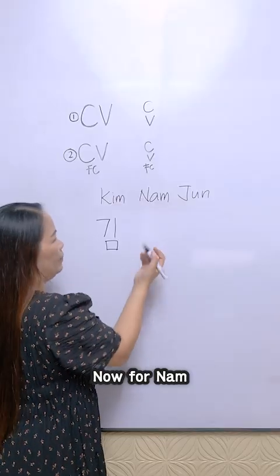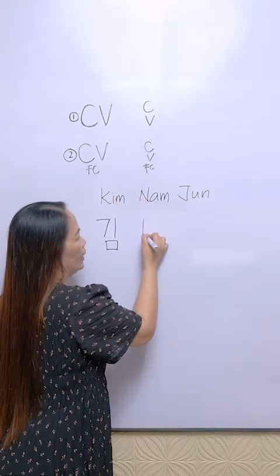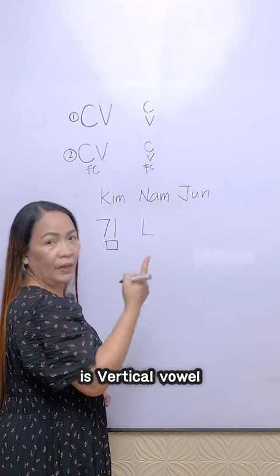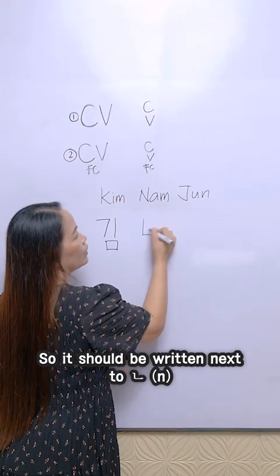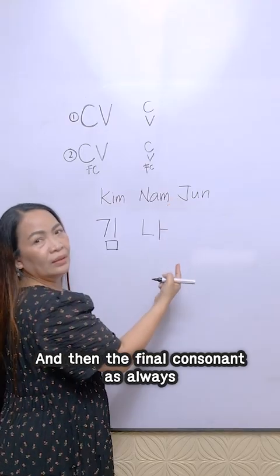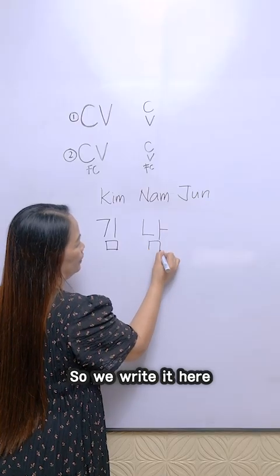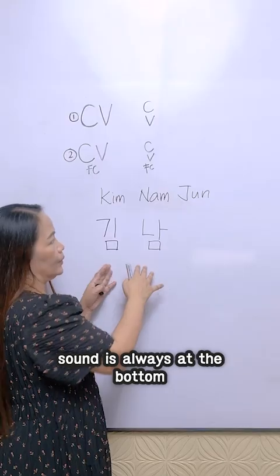Now for nam, we get the equivalent sound of N, which is niun. And then A is a vertical vowel, so it should be written next to niun. And then the final consonant, as always, should be at the bottom. So we write it here. So you can see the final consonant sound is always at the bottom.